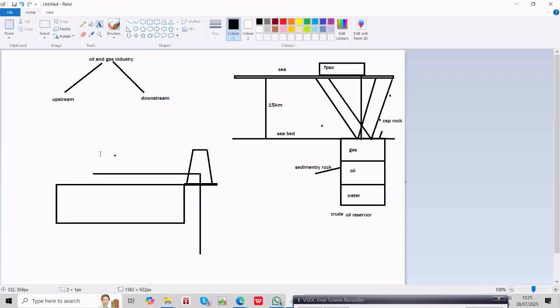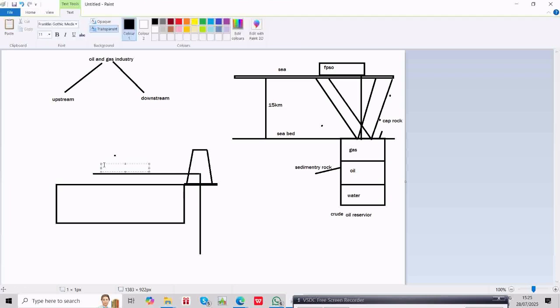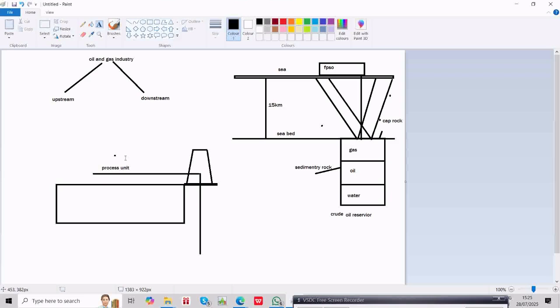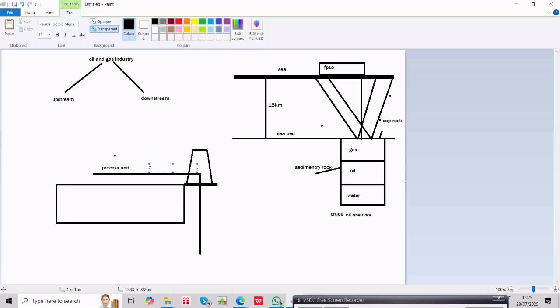So what is this? Process unit. Now, the function of this process unit is to separate gas, oil and water from that slurry mixture. From that slurry mixture, its work is to separate out oil, gas and water.